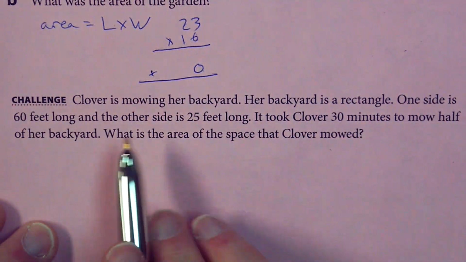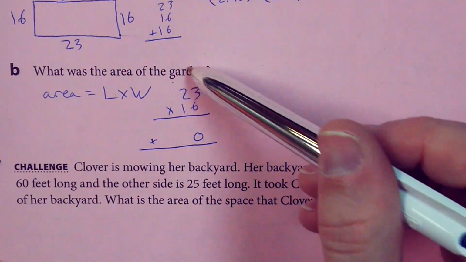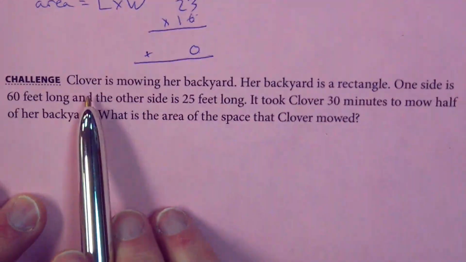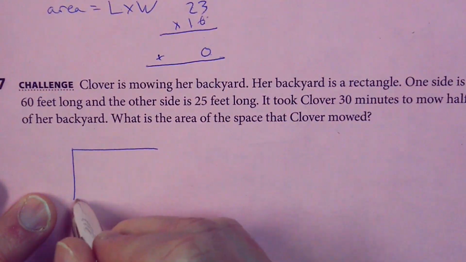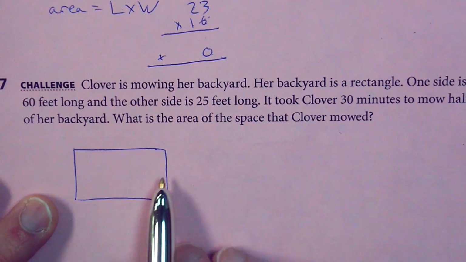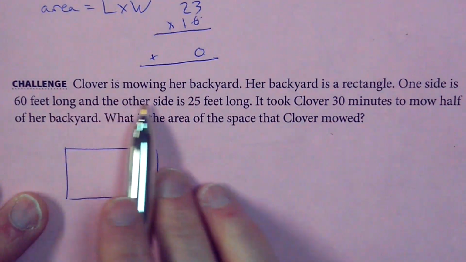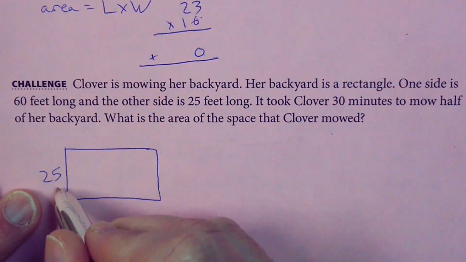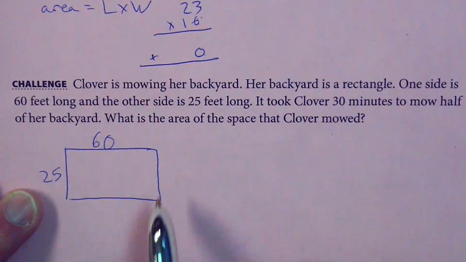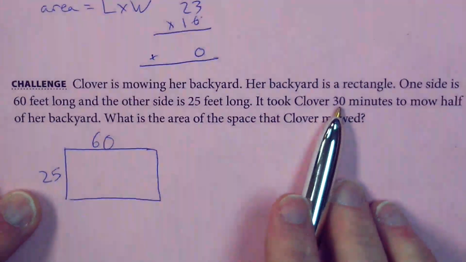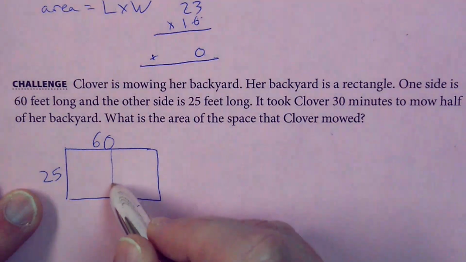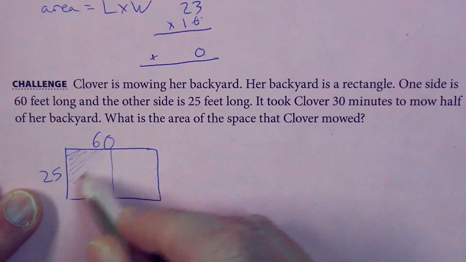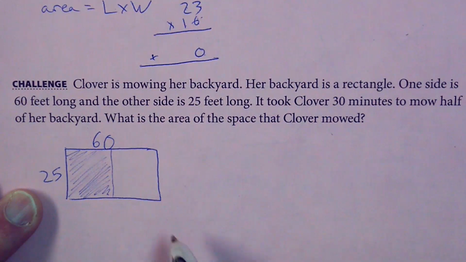Clover is mowing, excuse me, and by the way, pause this video so that you can get this answer, okay? Clover is mowing her backyard. Her backyard is a rectangle, so I like to, anytime I can visualize it, I always try to draw it. One side is 60, the other is 25. This is my short side, so I'm going to mark that as 25. That's 60. It took Clover 30 minutes to mow half of her backyard. So I'm just kind of penciling this in here, so it looks like she mowed about half of it. And that took her 30 minutes.